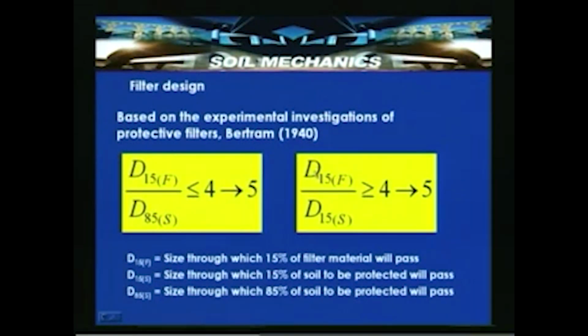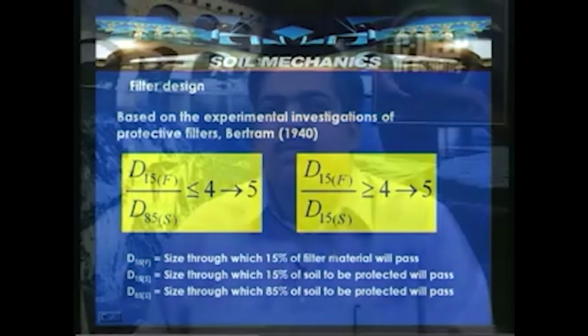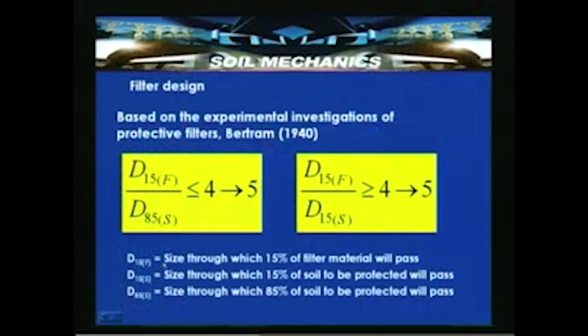And in order to fulfill criteria 2, another criterion has been set forward: the ratio of D15 of filter to D15 of soil should be greater than or equal to 4 to 5. So, by fulfilling these two, if the material has been selected in such a way, that qualifies as an ideal filter material, and it serves the function desired by satisfying these two criteria. Here D15F is nothing but the size through which 15% of the filter material will pass.